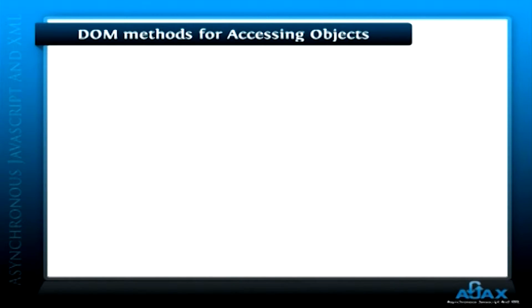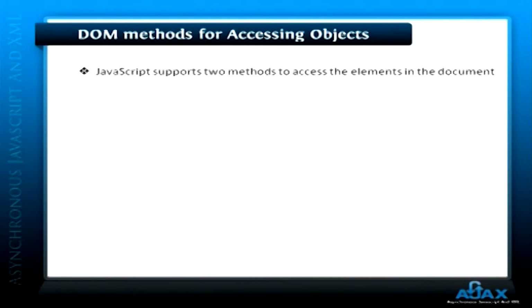DOM methods for accessing objects. Once you understand the basic structure of the DOM tree, you can use it to access any element in the document using the DOM methods. JavaScript supports two methods to access the elements in the document, called getElementById and getElementsByTagName. Well, now let's discuss them one by one.